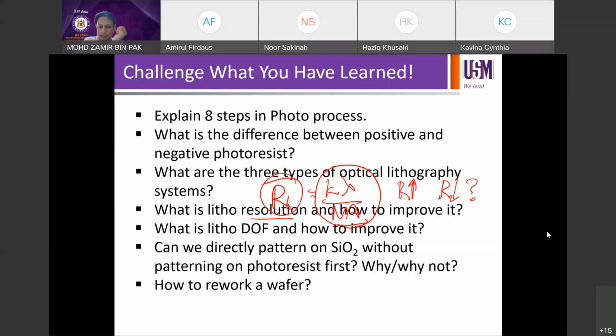And that is given by K lambda over NA. We're going to look into this in the second part. Process factor times wavelength of illumination over numerical aperture of the lens that we use in the exposure system. So that is minimum feature size. Okay, next question. What is DOF? What is DOF?